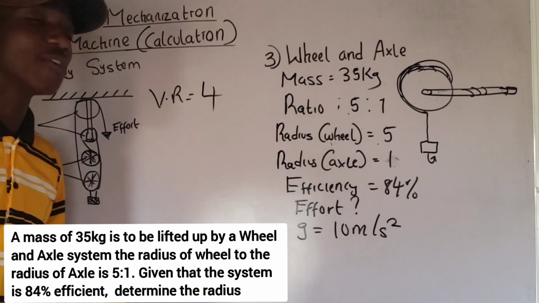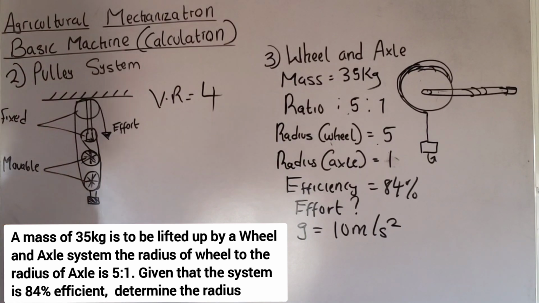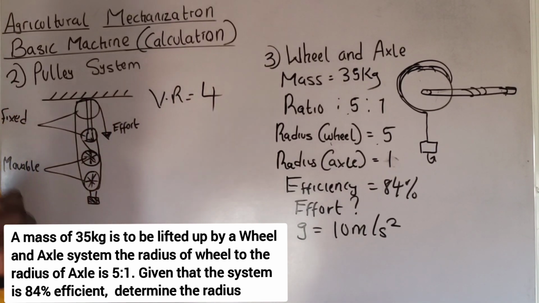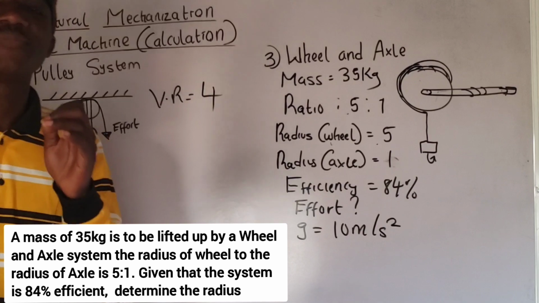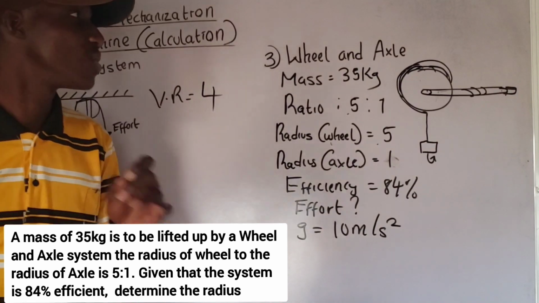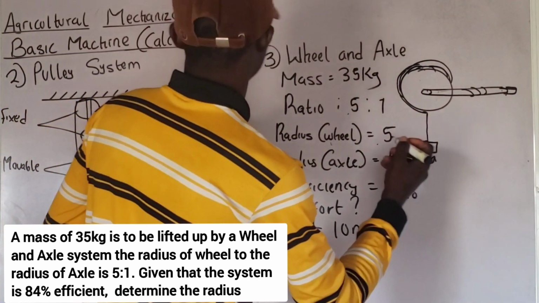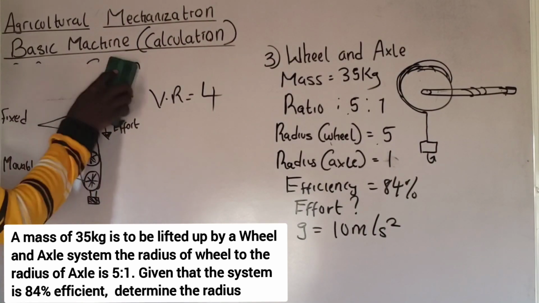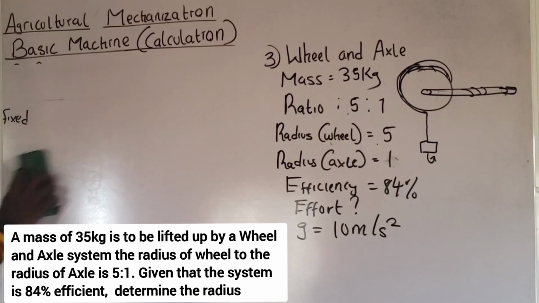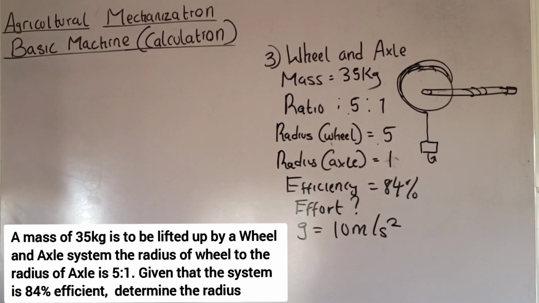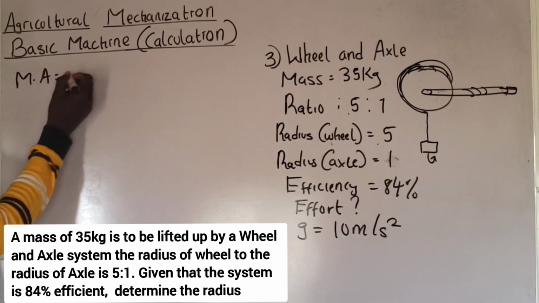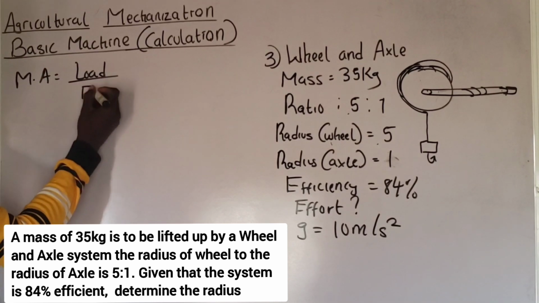We want to determine the effort. Now, which formula, with respect to the parameters that we are given, are we going to use to determine the effort? Don't forget that mechanical advantage is equal to load over effort. Okay? Let me erase this, since we are done with this. I'm still on this question, okay? Mechanical advantage equals load all over effort.